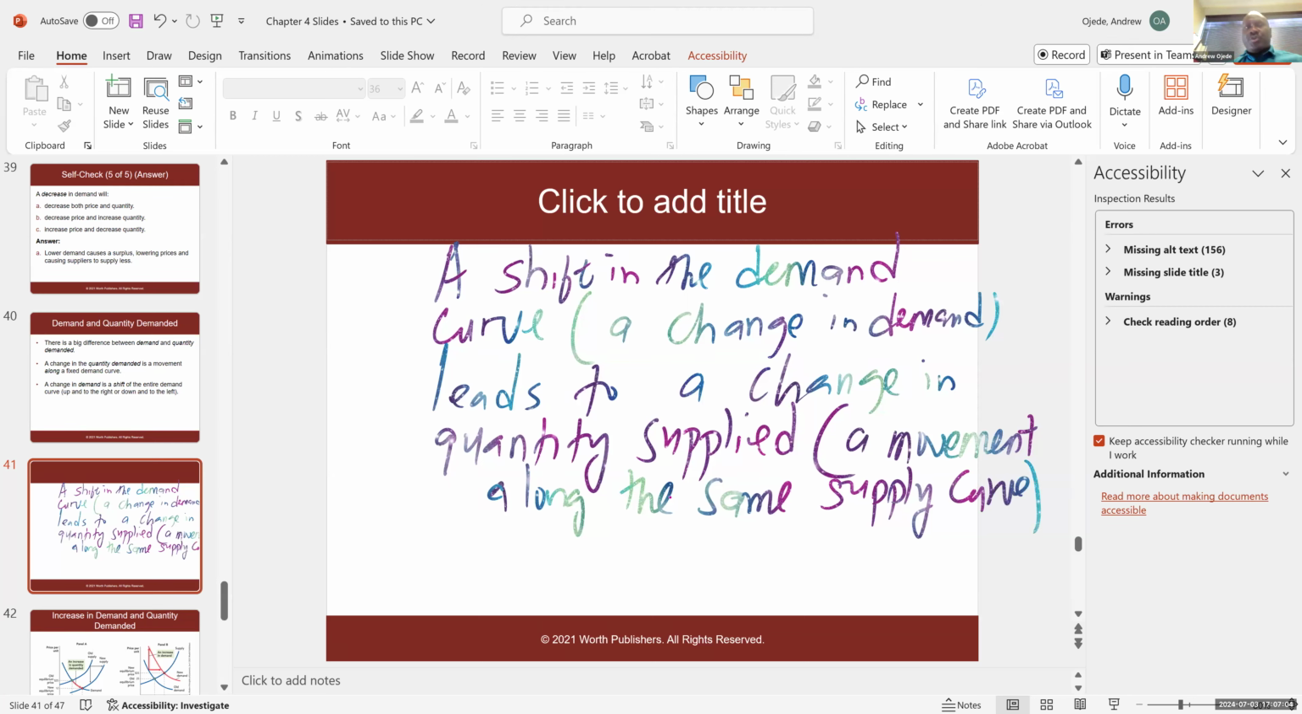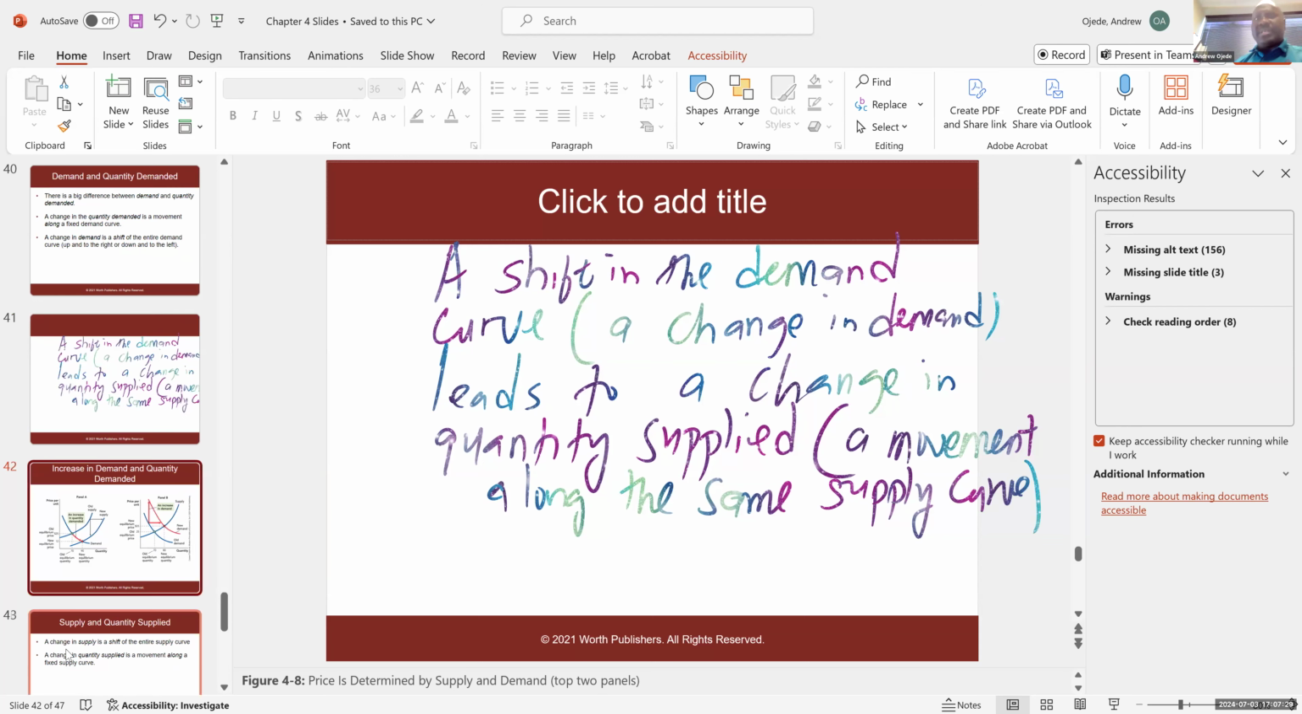And the converse is true. If we shift the supply curve instead, that would be interpreted as a change in supply. That is going to lead to a change in quantity demanded. In other words, we're going to be moving along the same demand curve. When you shift the supply curve, you move along the demand curve. When you shift the demand curve, you end up moving along the supply curve. So let me just draw one. I think I already have examples here.